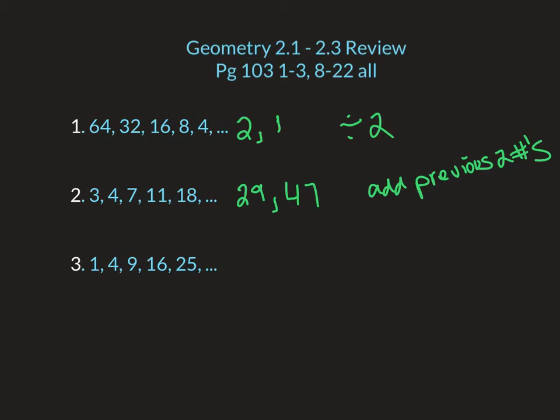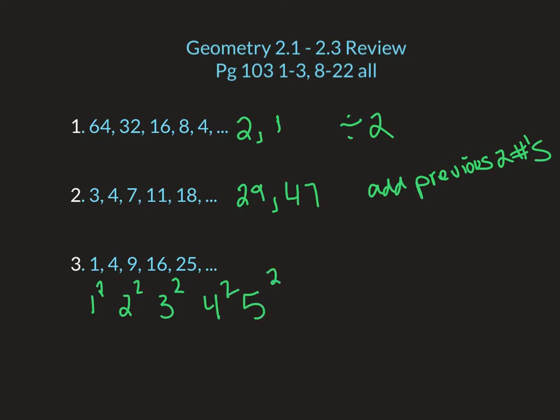All right, and then number 3, this one's kind of tricky. So if you have memorized your perfect squares before, this would have probably jumped out at you. So each of these are perfect squares. So like the first one, we have 1 squared is 1, 2 squared is 4, 3 squared is 9, 4 squared is 16, 5 squared is 25.